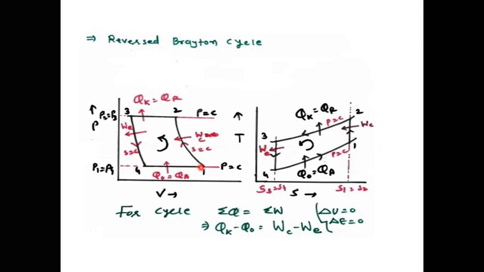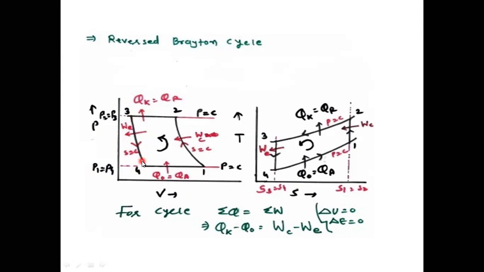And 4 to 1 is again an isobaric process, pressure constant, and some heat is absorbed during this process. That heat is Q0, or sometimes it's referred to as QA. Q0 is the cooling effect or heat absorbed. QK is the heating effect or heat rejected by the cycle. You can see here P2 is equal to P3 because 2 to 3 is an isobaric, constant pressure process. 4 to 1 is again a constant pressure process, that is why P1 is equal to P4.